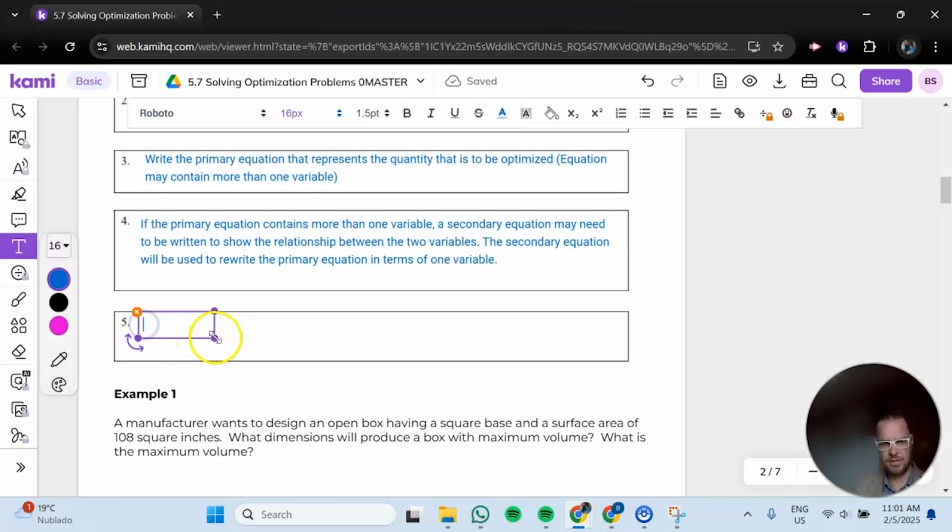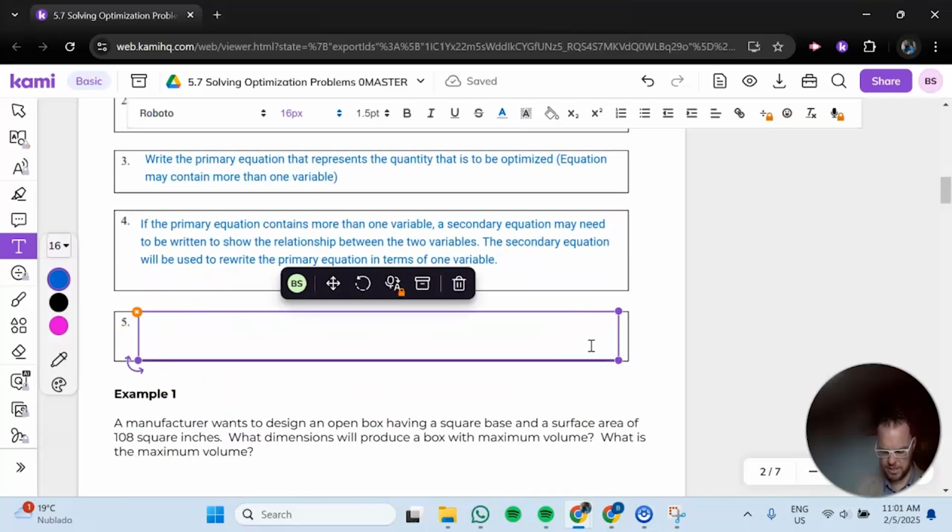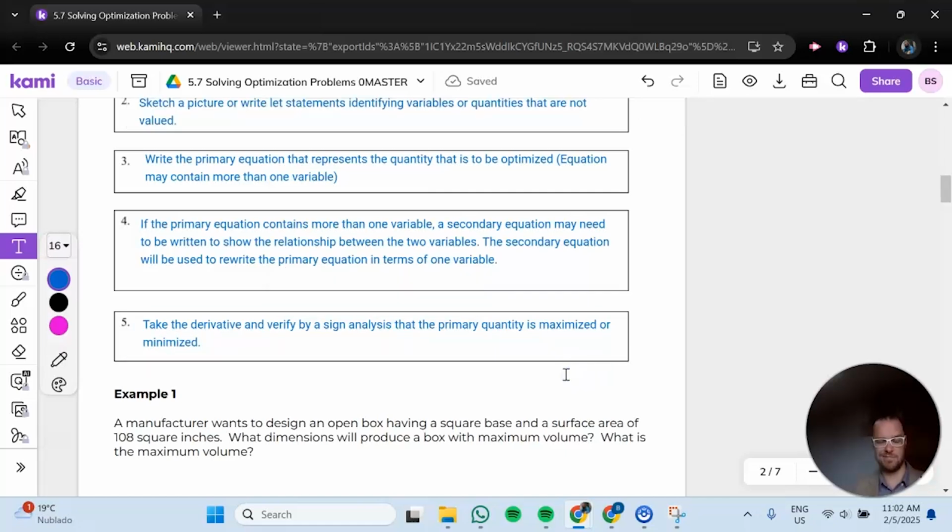And then our last one, the last key point here that we need to think about is to take the derivative and verify by a sign analysis that the primary quantity is maximized or minimized. All right, so make sure that it actually did what we were supposed to do.